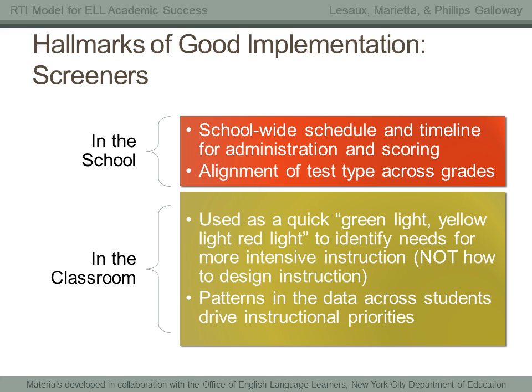In the classroom, our screening data is used as a quick green light, yellow light, red light to identify needs for more intensive instruction. Again, not how to design the instruction, but who needs more intensive support. In an RTI model, we start thinking about this. Our screening assessments are what are going to identify students who need tier 2, another tier supplemental instruction. And again, the patterns in the data across students can drive our instructional priorities. If I have 90 minutes in my literacy block, let me think as hard as I can about how I'm using those 90 minutes. Some of my data from my screening assessments will inform that approach.